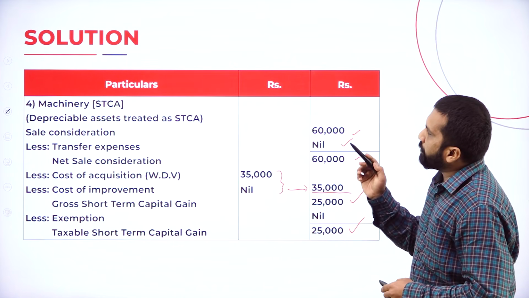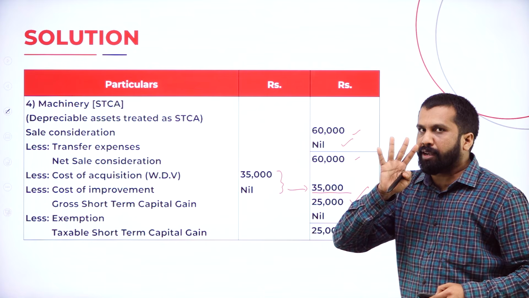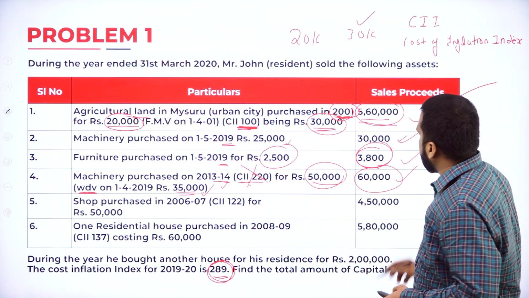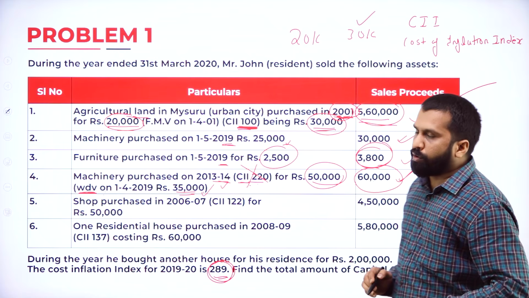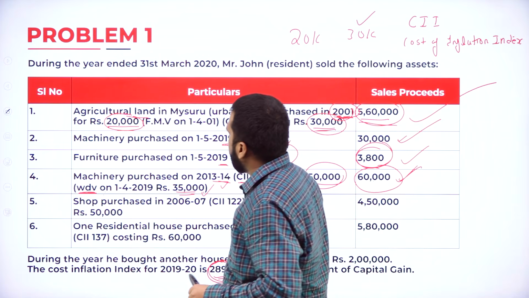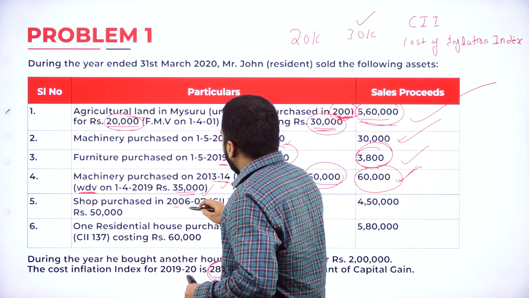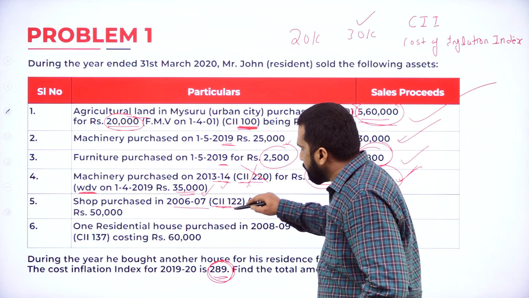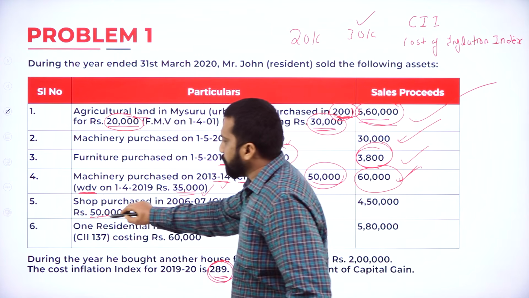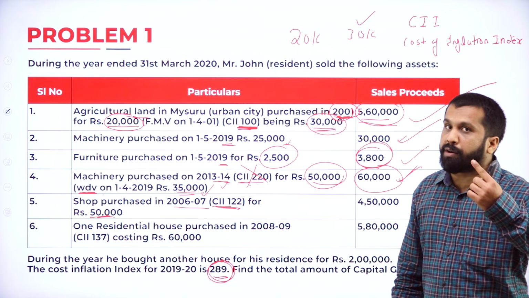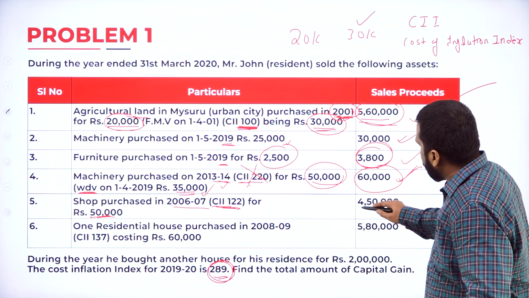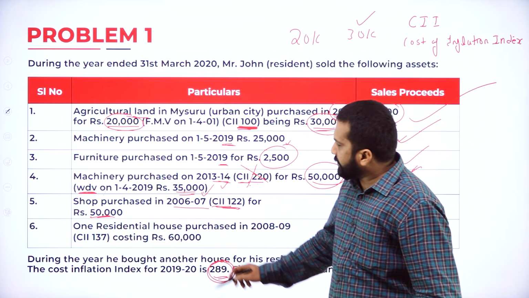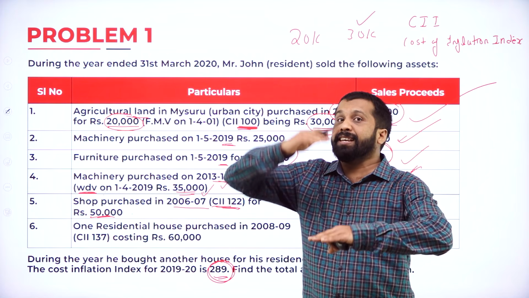Now, we have completed the fourth one also. So your fourth one is completed. We'll go for the fifth one. Now, shop purchased in 2006-07. See, long term. It was purchased for 50,000, but what price is it sold? 4,50,000. Apply indexation, your cost will increase.